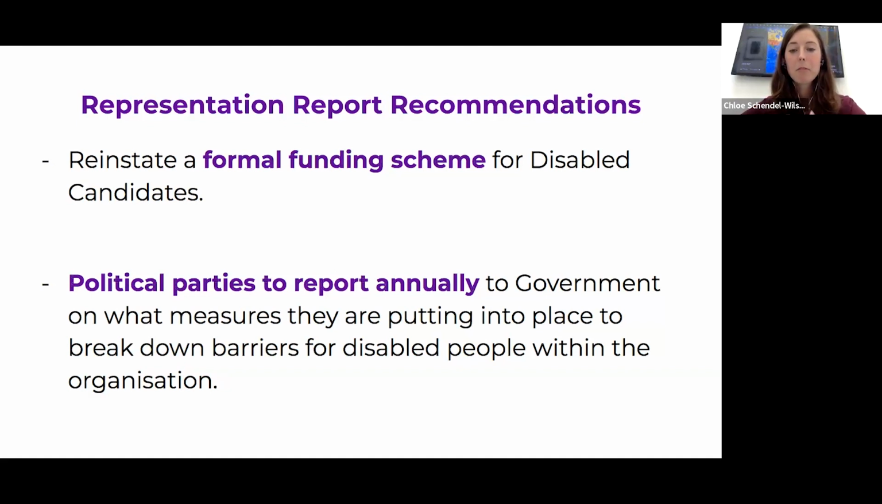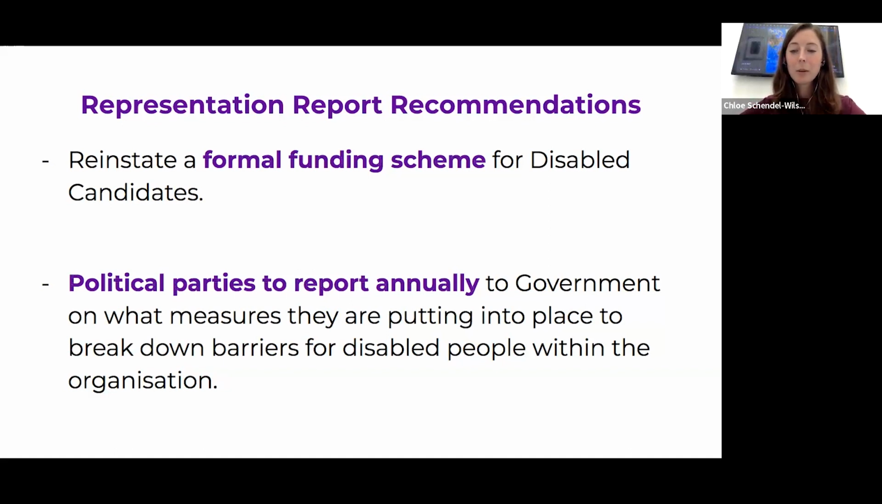So that's something that we've been really campaigning on with a lot of our partners. And we're really pleased, actually, the government have said in their latest disability action plan that they're going to review this. So hopefully, us and our charity partners that we've been campaigning on this with, we're hoping this could be a good win that they would hopefully look to do between now and the end of this parliament. And the last thing as well was, we think that political parties should report annually to the government on what measures they're putting in place.